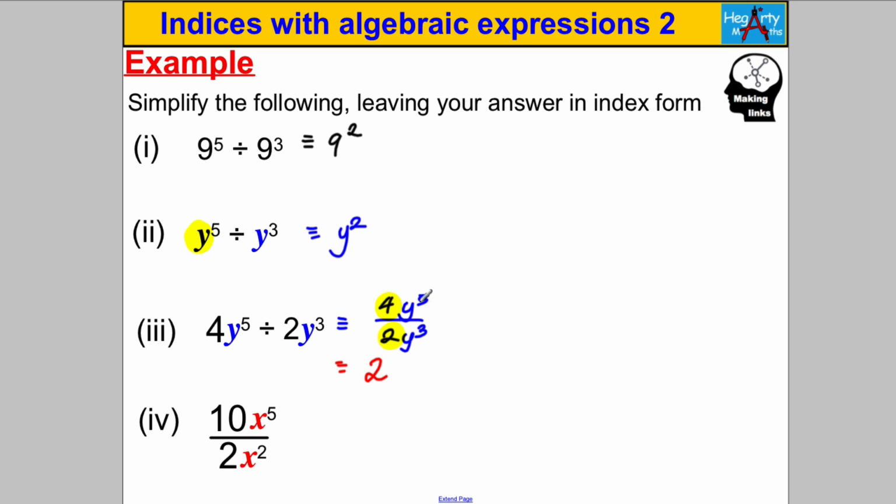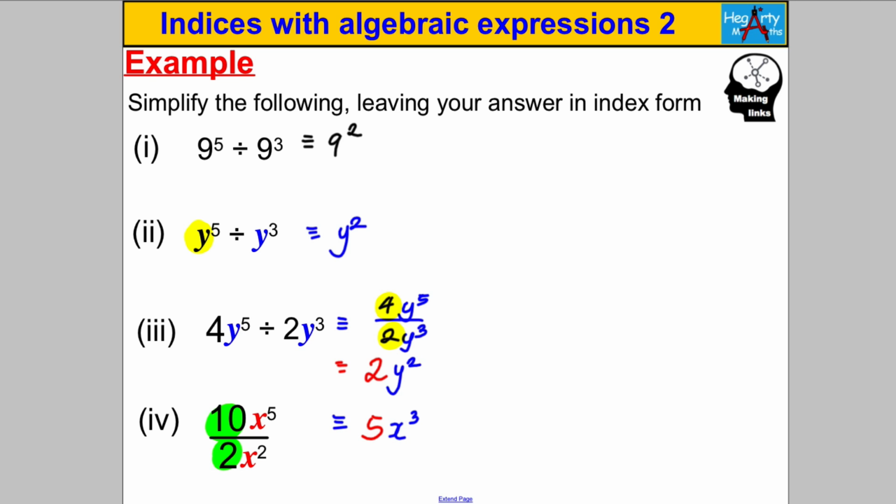Y to the power of 5 divided by y cubed, well, we know that from up here, is y squared. Simple as that. And the last one's already written in fraction form for us. 10 divided by 2 is going to be 5. X to the power of 5 divided by x squared is x to the power of 5 take away 2, which is x to the power of 3.